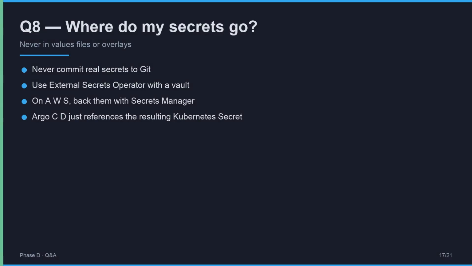8th question, where do secrets go? Never in your values files or overlays. Git must stay clean of real secrets. The standard pattern is External Secrets Operator with a vault.